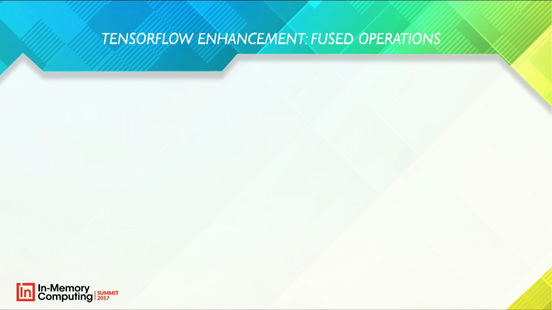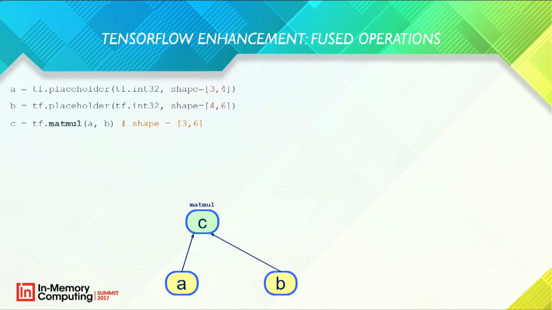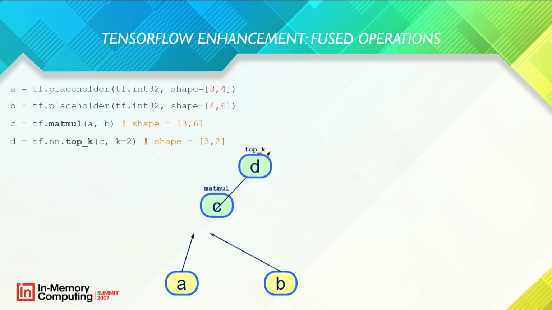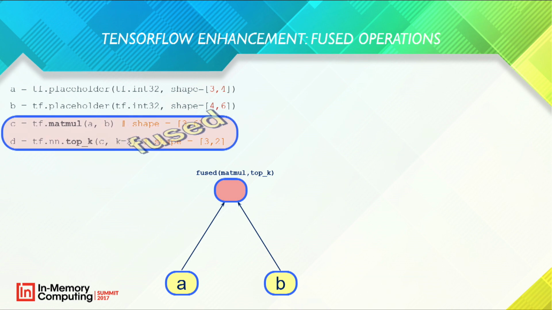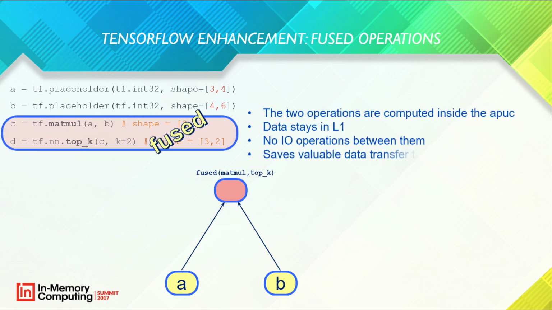But because it's also in memory, we can do, for example, multiplication where C equals A plus B, and then we want to find the top K. Because we are in memory compute, and TensorFlow supports graph execution, we can combine these functions together in memory, which is called fused, so that we can do multiply and top K.